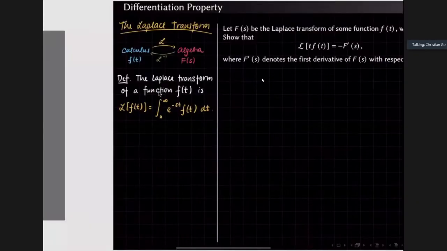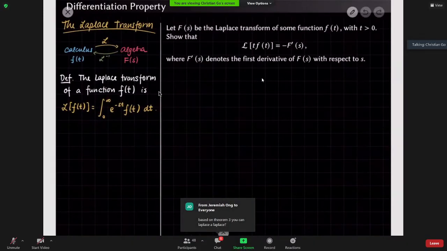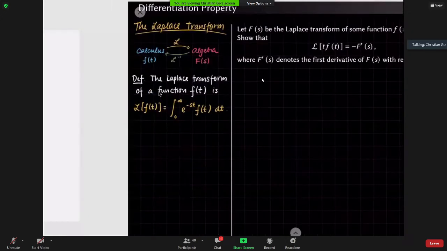I just added a fun problem here. Normally I would ask this at the end of class, but I figured since there's some time today, let's add this problem. Based on theorem 3, you can Laplace.